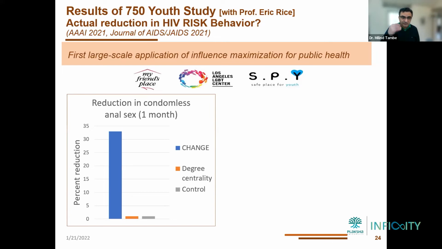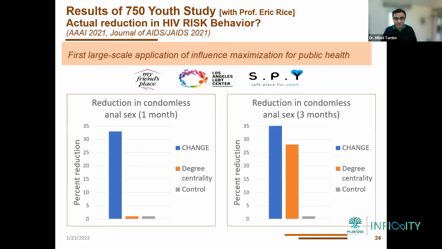So there were 3 groups, as I said. In each group, we selected influencers. In the change group, using the change algorithm; in degree centrality, the most popular youth; in the control group, there were no influencers chosen. And at the end of 1 month, we looked at what was the change in behavior. This is an HIV risk behavior, reduction in condomless anal sex. At the end of 1 month, change caused the highest reduction in this HIV risk behavior. With degree centrality and control, there was no difference, no reduction.